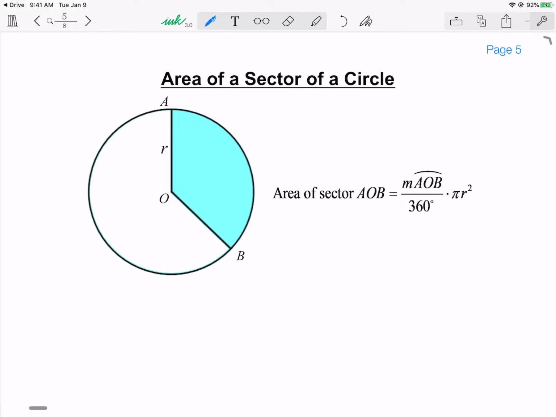And in order to do that, you need to find the measure of this angle for the arc, take that measure of that angle, divide it by 360 because a full revolution to make a circle is 360 degrees. So once you divide that by 360, this portion of the equation tells me what percentage of the pie I have. Really the percentage of the circle. And then I simply multiply that by pi r squared, which is the area of the full circle. So I'm computing some percentage of the area of the circle.